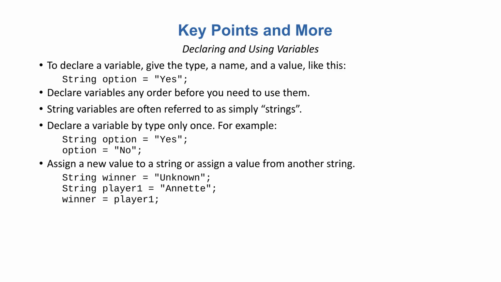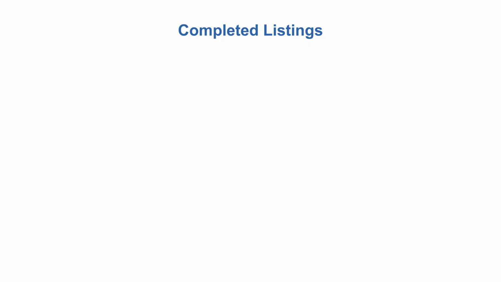You may also assign a new value to a string or assign it a value from another string. For example, these three lines of code create a string variable named winner with a value of unknown, a string variable named player1 with a value of Annette, and then assign the value of the string variable player1 to the string variable winner. When these three lines are run in sequence, winner would eventually have the value of Annette. Here are the completed listings.